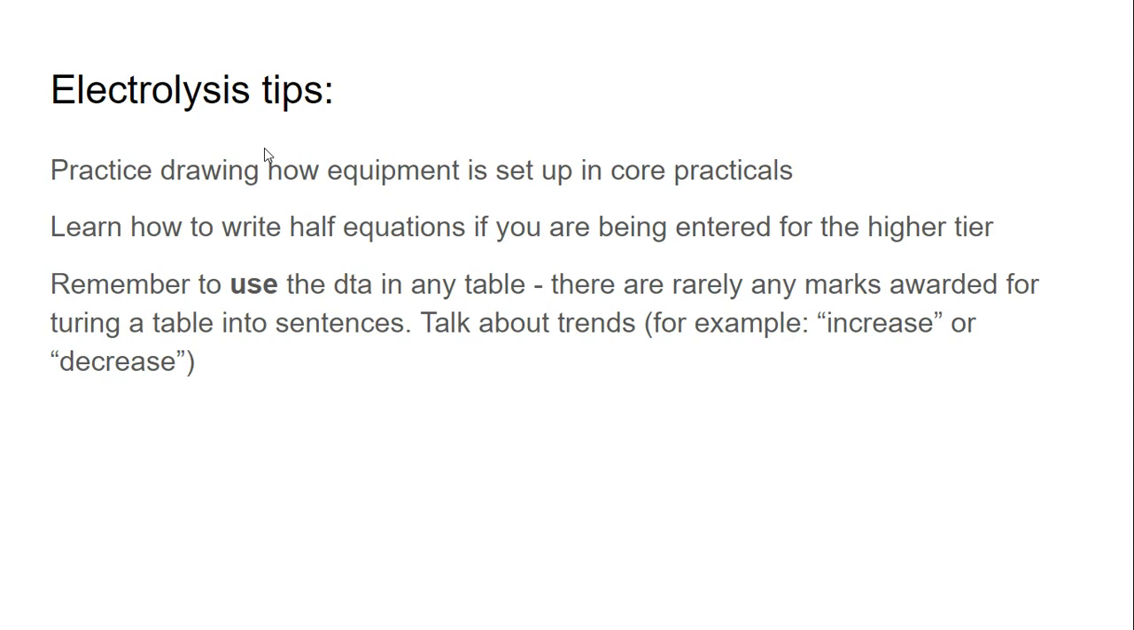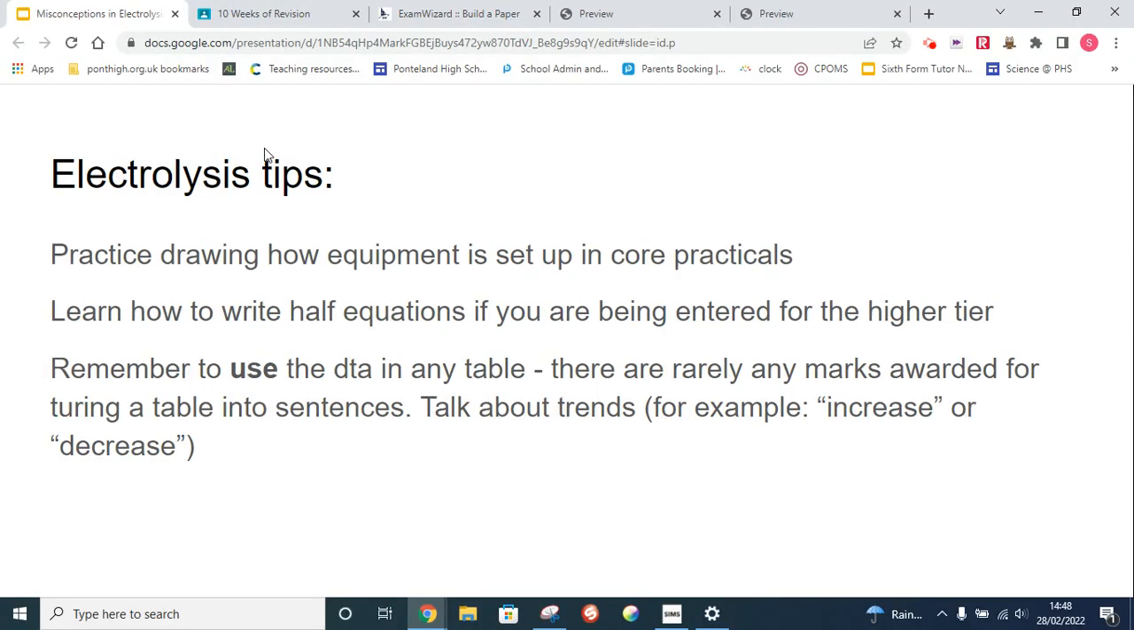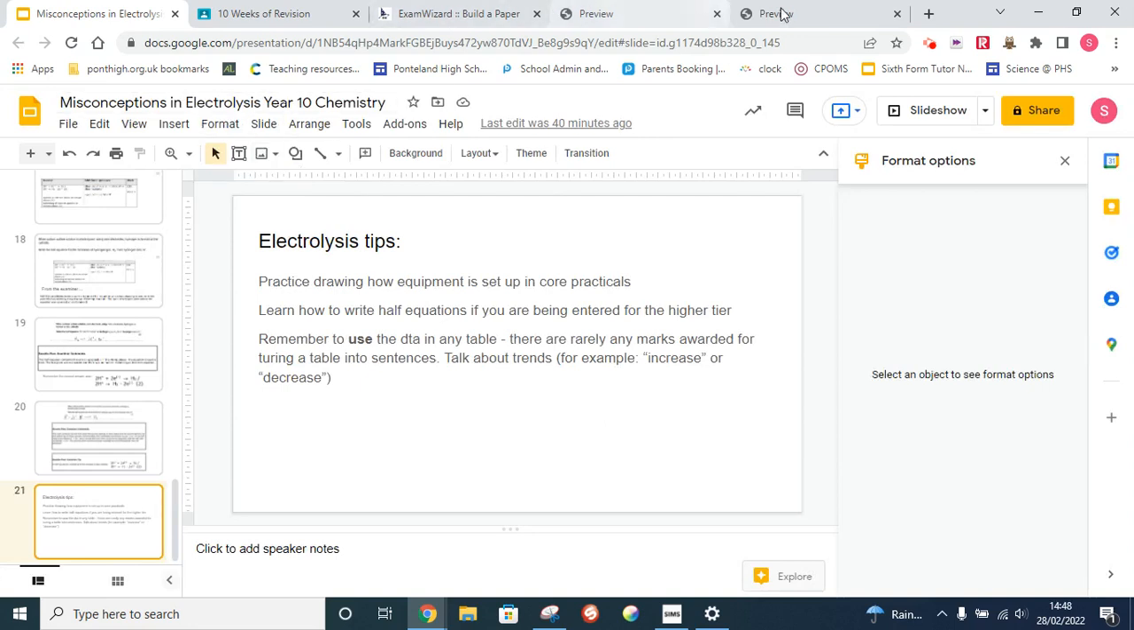So, electrolysis. Number 1, practice how to draw equipment which you've used in core practicals. Learn how to write half equations if you're going to be doing the higher tier of the exam. Remember to use any data in any table. Don't just simply copy it out. Don't turn it into sentences. Use words like increase and decrease, and that will make things a lot easier for you.